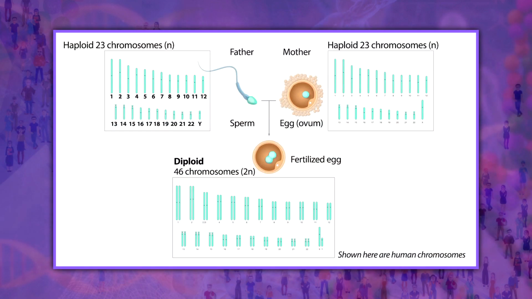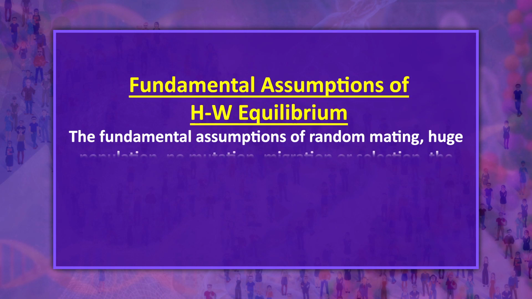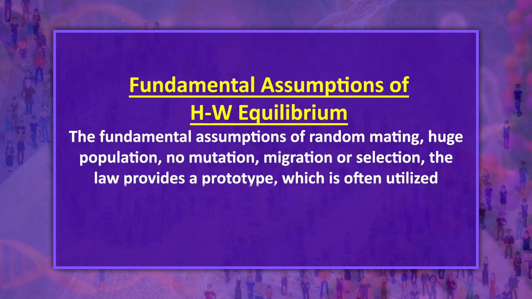In order to examine the population genetics of diploid creatures which satisfy the fundamental assumptions of random mating, huge population, no mutation, migration, or selection, the law provides a prototype which is often utilized as a point of origination. However, haploid pathogens do not fit the Hardy-Weinberg equilibrium paradigm.